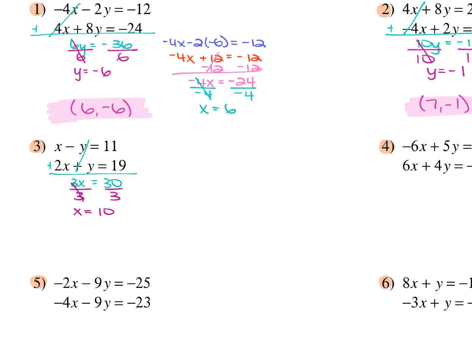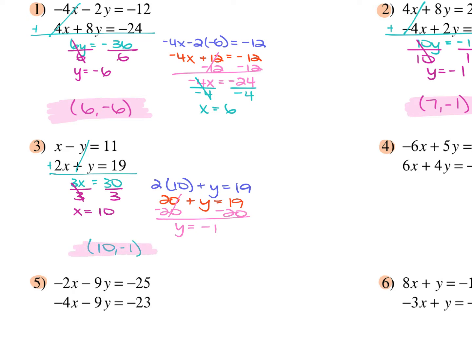If we plug the 10 into one of the original equations, which one would you like to use, top or bottom? I would use the bottom one, just because your y is positive there, and then you're not going to have to move the y over or divide each side by a negative 1. So if you use the bottom, you have 2 times x, which is 10, plus y is equal to 19. The 2 times 10 is 20, plus y is equal to 19. You subtract the 20 from each side, and you get that y is equal to negative 1. So if your x is 10, your y is negative 1. That gives us 10, negative 1 for our solution.